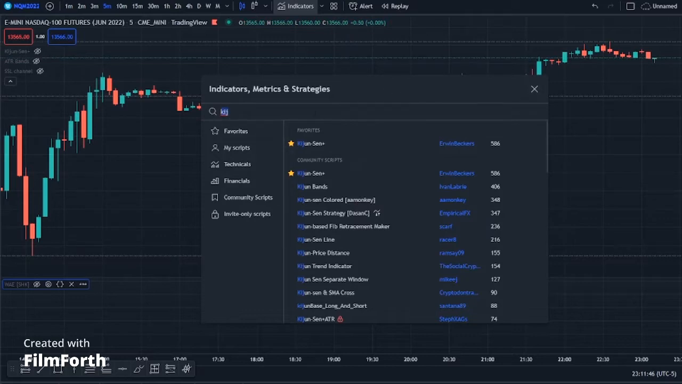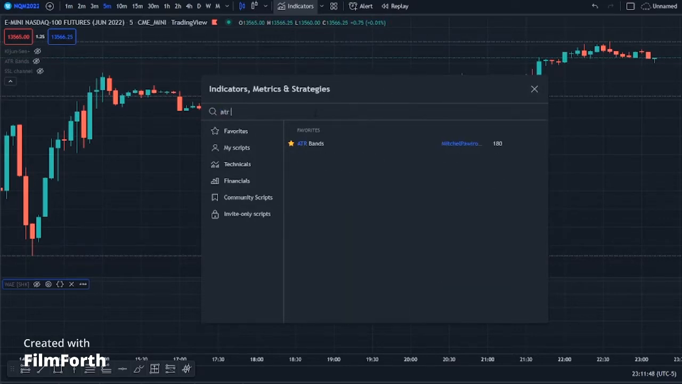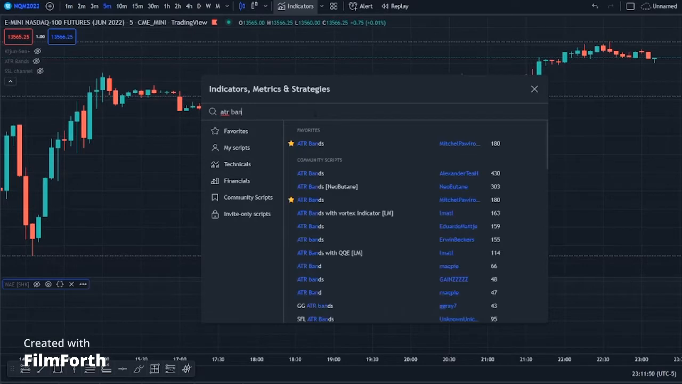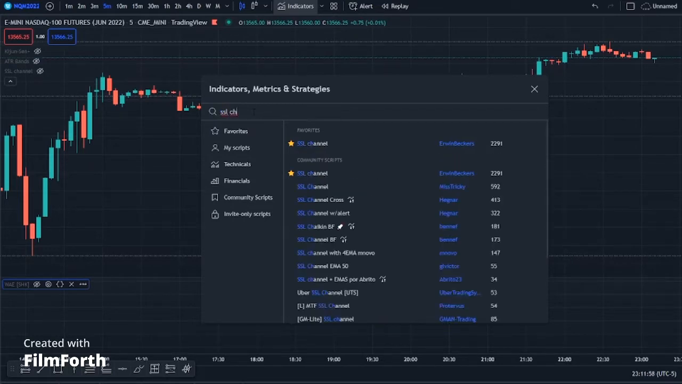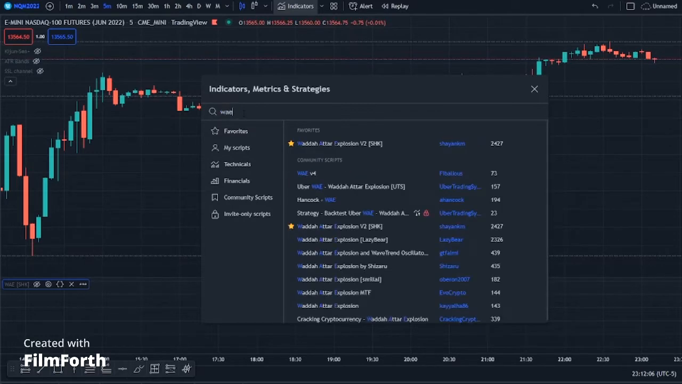The second one is going to be ATR bands by Mitchell. The third one is going to be SSL channel by Erwin Beckers. And then the last indicator is the Waddah Attar Explosion. You're going to type in WAE and it's going to be the one by Cheyenne KM.